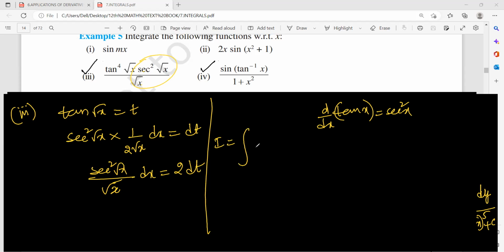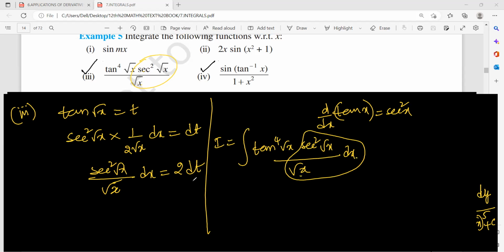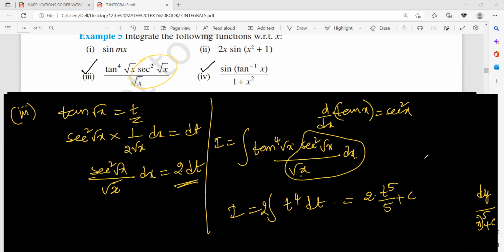Integration of tan power 4 root x secant square root x by root x into dx. This whole thing, secant square root x by root x into dx, is 2 dt. Taking tan root x as t, we get t power 4 into 2 dt. The 2 is outside, always a constant. Now what will happen? 2 into t power 5 by 5, n plus 1 by n plus 1. So now we substitute t. What is that t?